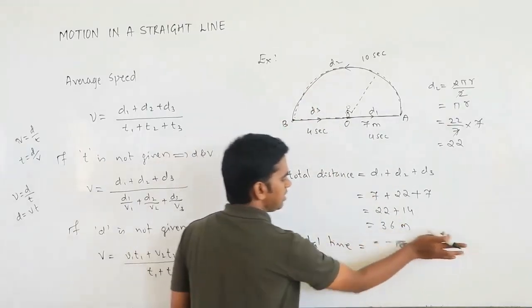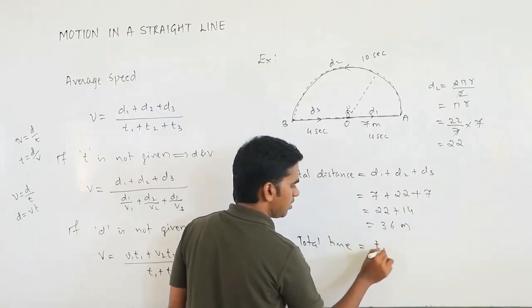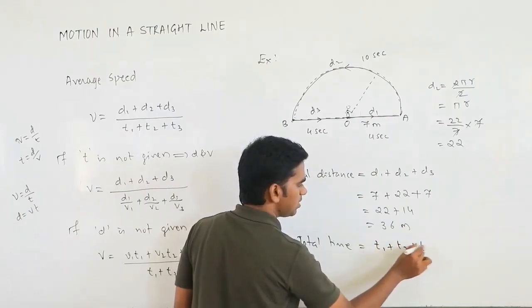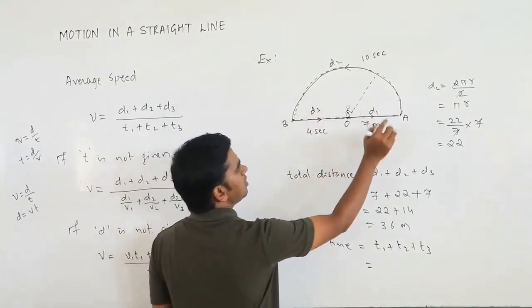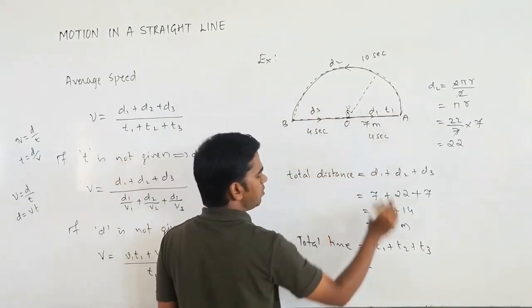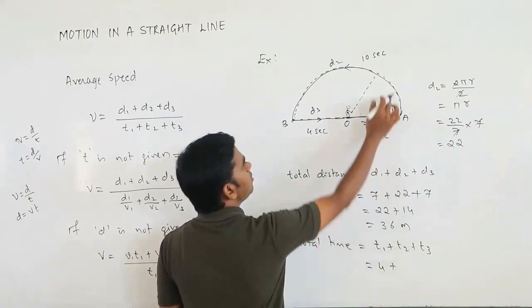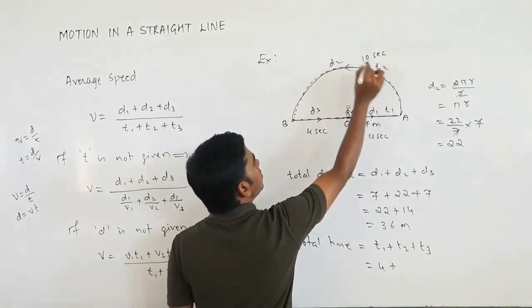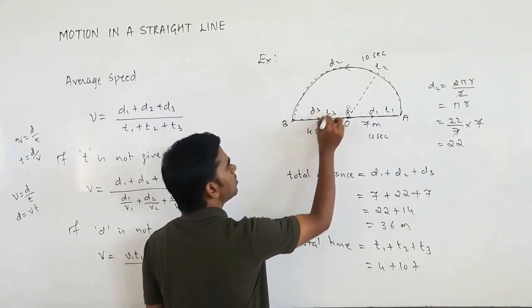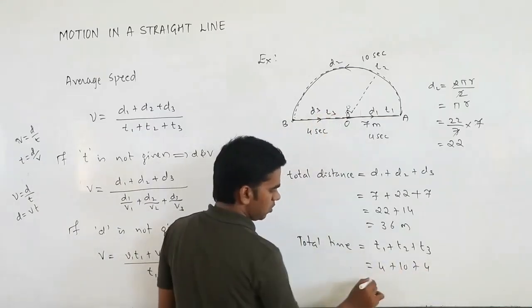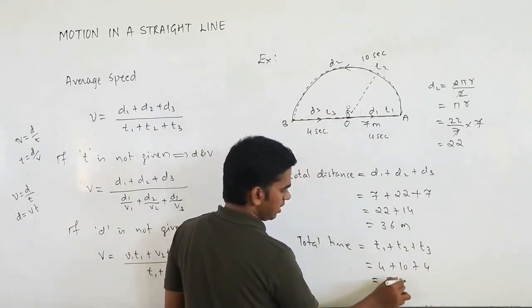You can write it as T1, T2, T3. Okay, don't get confused. T1 plus T2 plus T3. So what is T1? T1 from here to here, how much is it? 4 seconds. Plus T2 from here to here. T2 is 10 seconds. Plus what is T3? T3 is here. So T3 is 4 seconds. So what you will get? You will get 18 seconds.